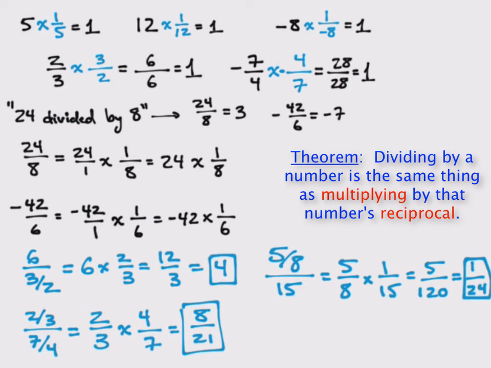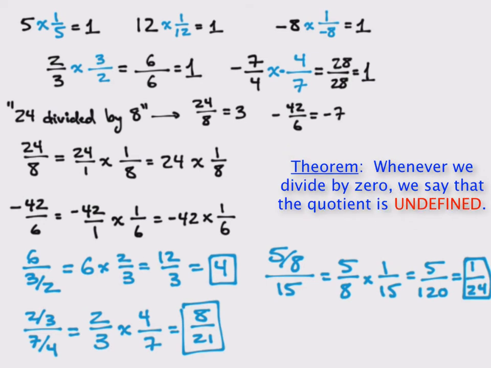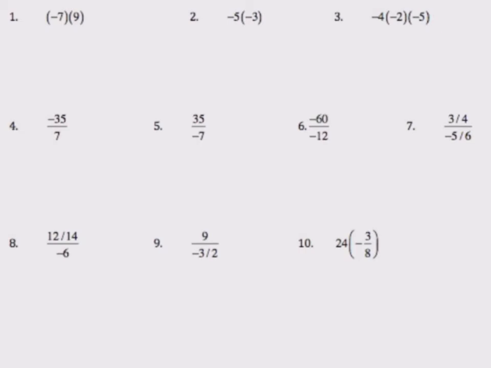But note, one other thing to keep in mind is that whenever we divide any number by 0, the quotient is undefined. 5 divided by 0, it's undefined. Negative 3 divided by 0, undefined. 0 divided by 0, undefined. Whenever we divide anything by 0, we don't get 0, we don't get infinity, we don't get anything else. Our quotient is undefined. All right, time for some practice problems.